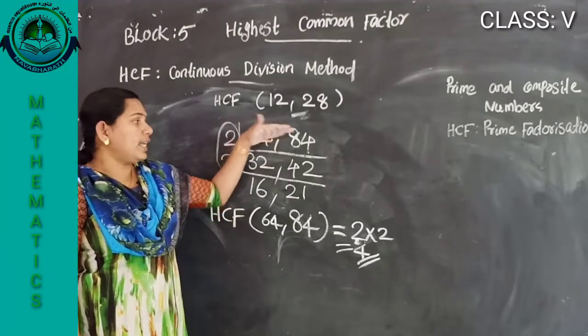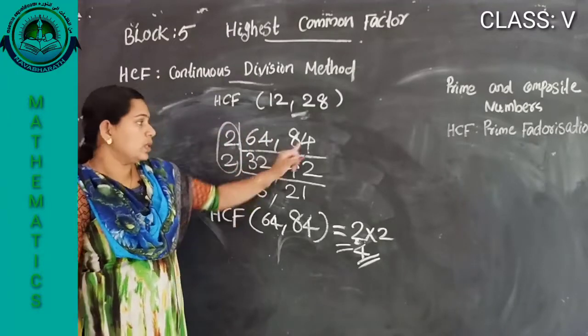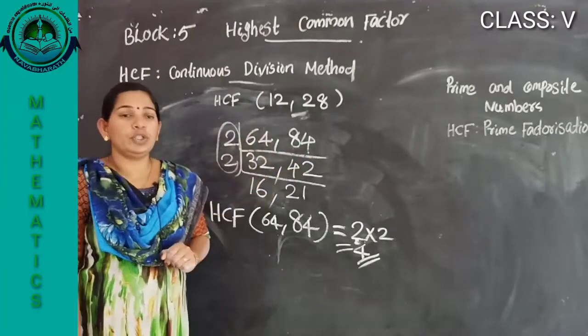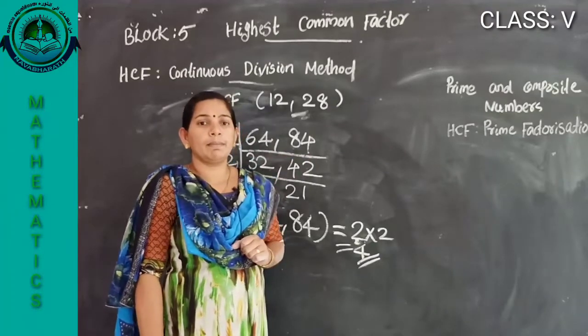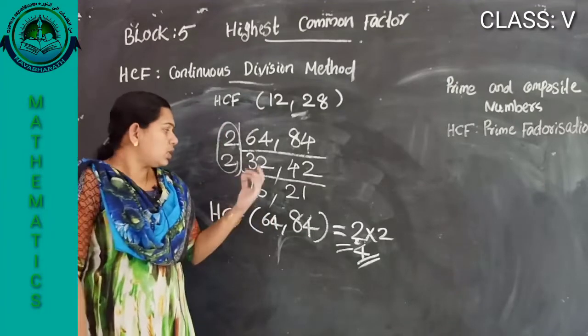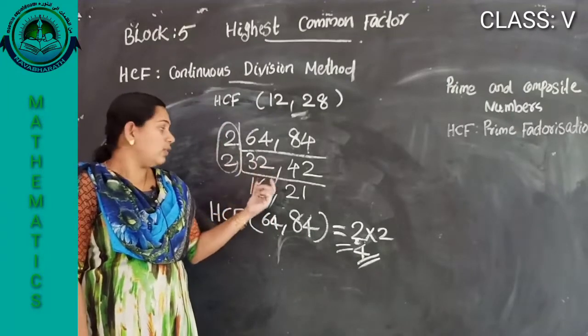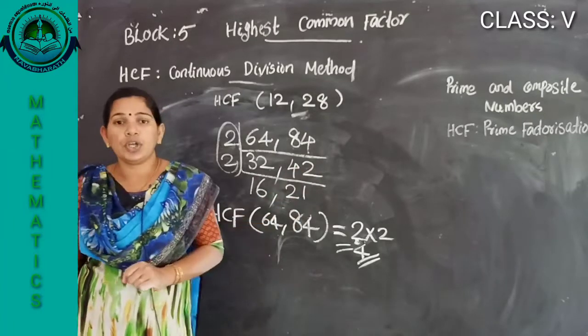Then we want to divide each number. 64 divided by 2, 32. 84 divided by 2, 42. In 32 and 42, which is the common factor? 2 is the common factor, is it? So we divide by 2. 32 divided by 2, 16. 42 divided by 2, 21.